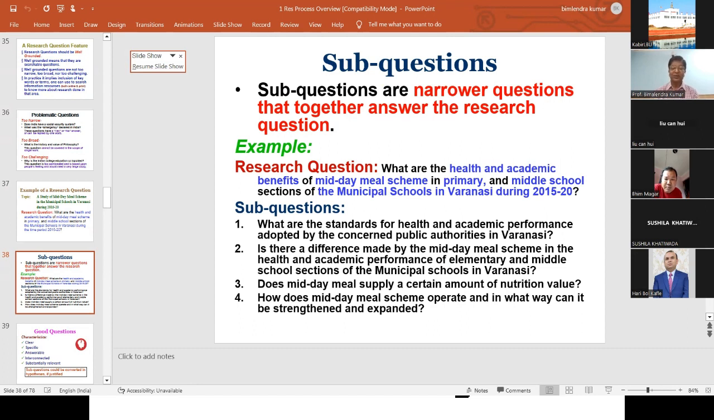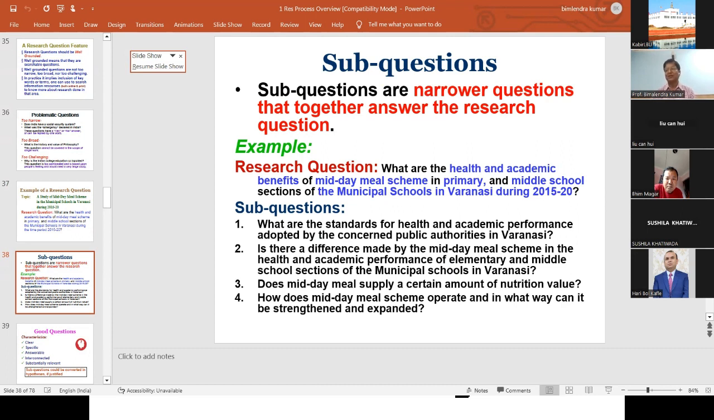Then, third question, does midday meal supply a certain amount of nutrition value? And the fourth, how does a midday meal scheme operate and in what way can it be strengthened and expanded? So see how the main question, that what are the health and academic benefits of the midday meal scheme in primary and secondary school, how the sub questions can be framed.